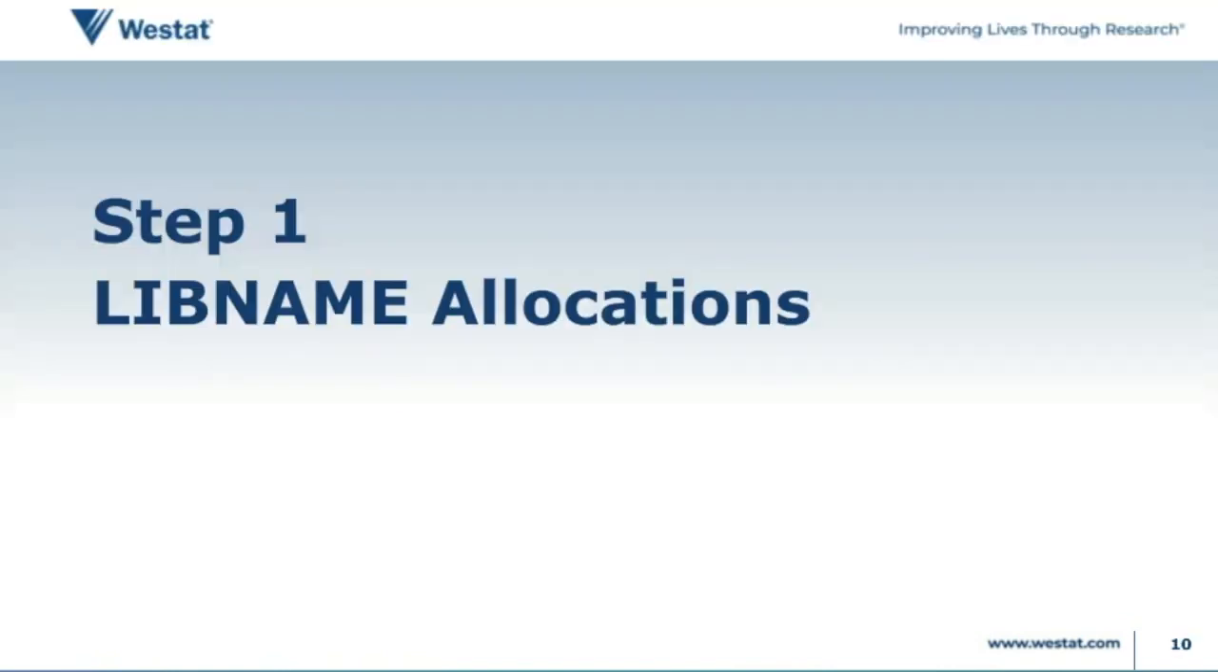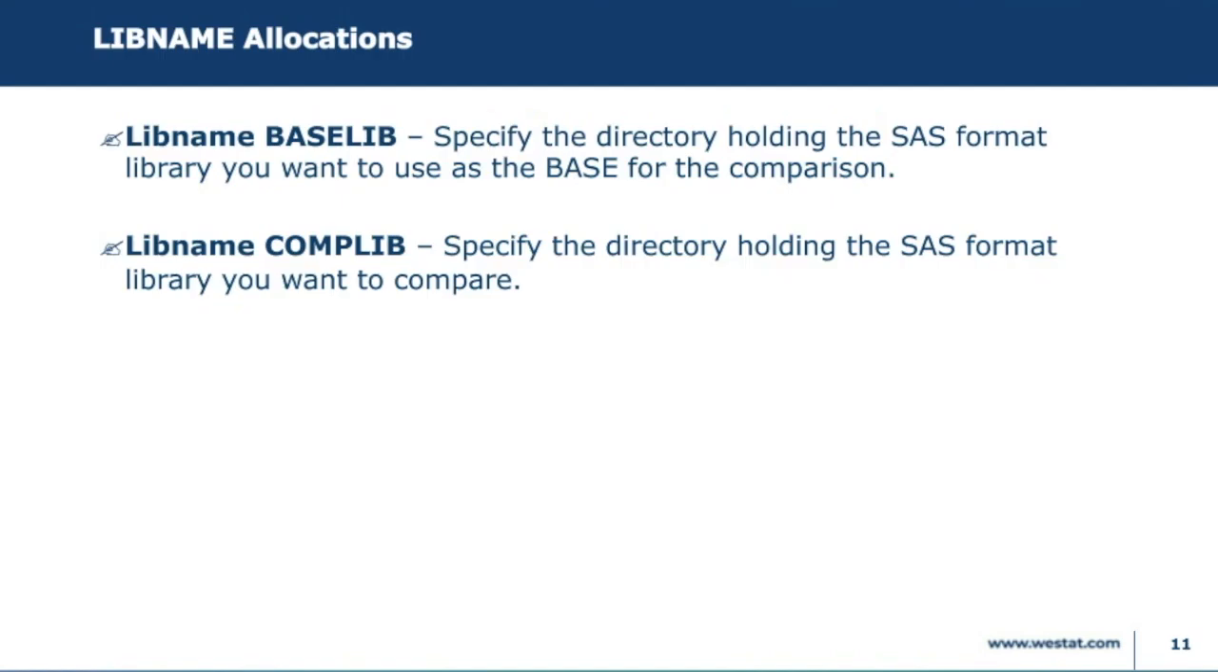So step 1 is LIBNAME allocations. First, what we do is we have a LIBNAME for BASELIB, and we're going to specify the directory holding the SAS format library you want to use as the base for comparison. Then, of course, a LIBNAME for FMTLIB, where we specify the directory holding the SAS format library you want to compare. Very, very straightforward. We do this kind of thing in our sleep. And it looks like this.